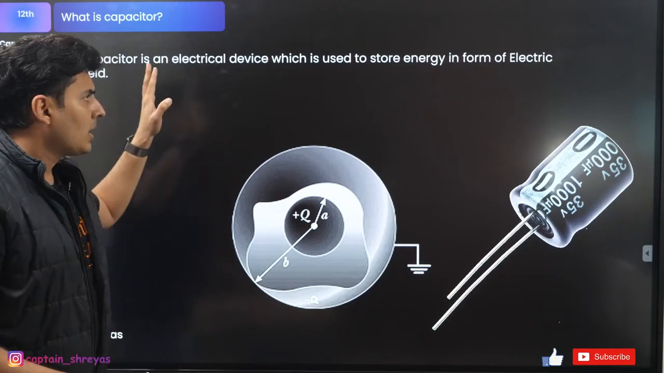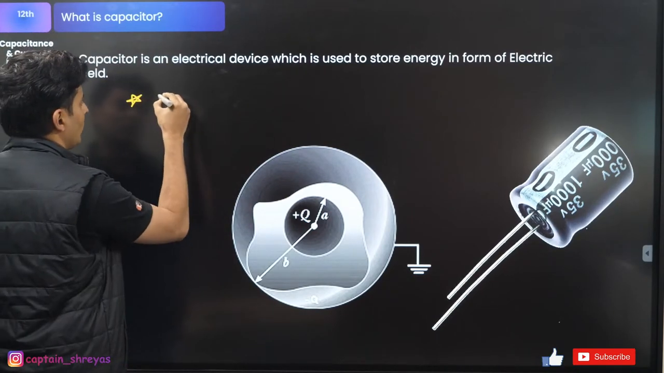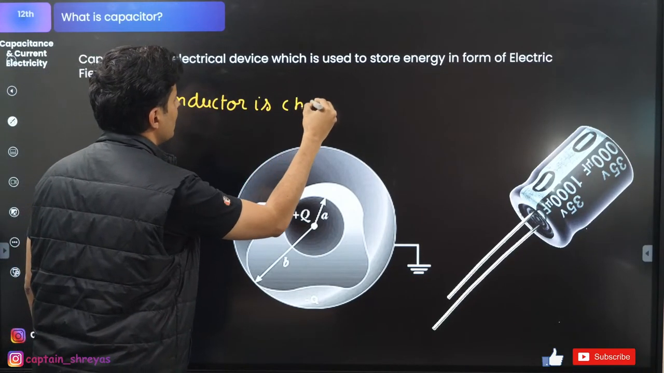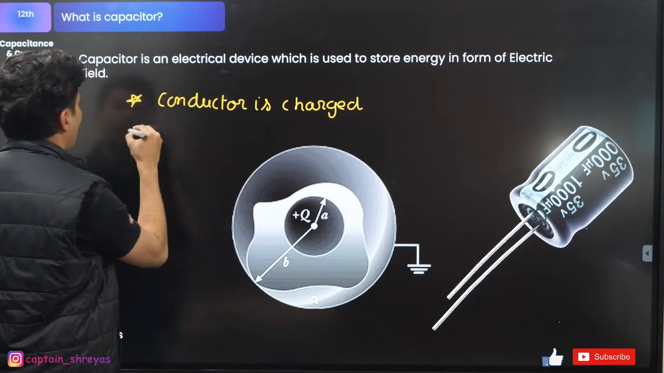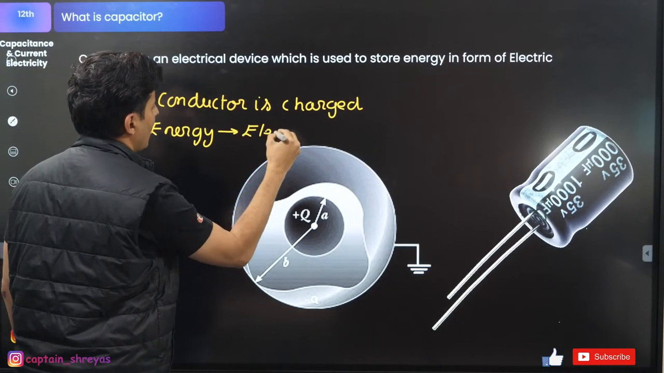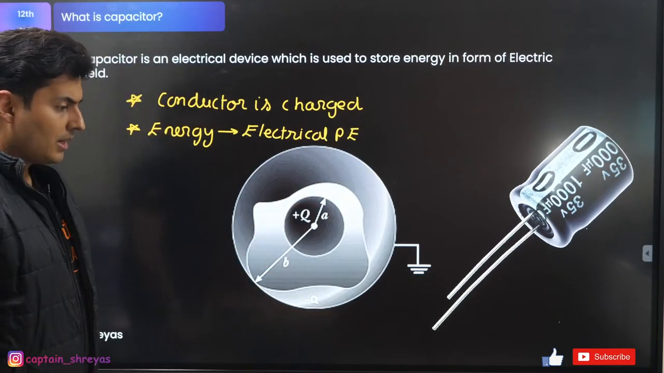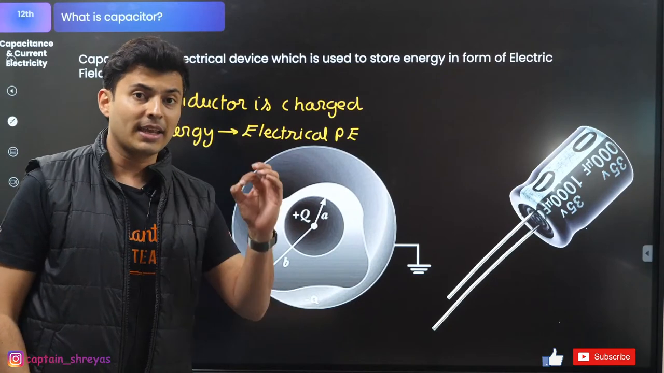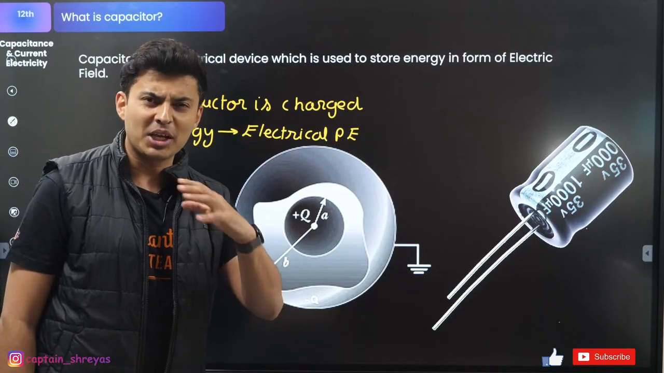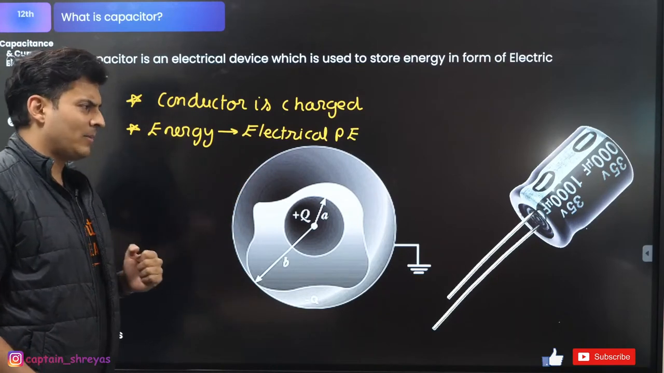Okay. Now, this being said, I'll just put up all the important pointers over here. So, conductors are charged. The conductor is basically charged, definitely, and the energy stored is in the form of electrical potential energy. There are many applications of capacitors, like your camera flash, your radios, your complicated circuits in TV, fridge, any chips or computers you will see will have some or the other kind of capacitor.